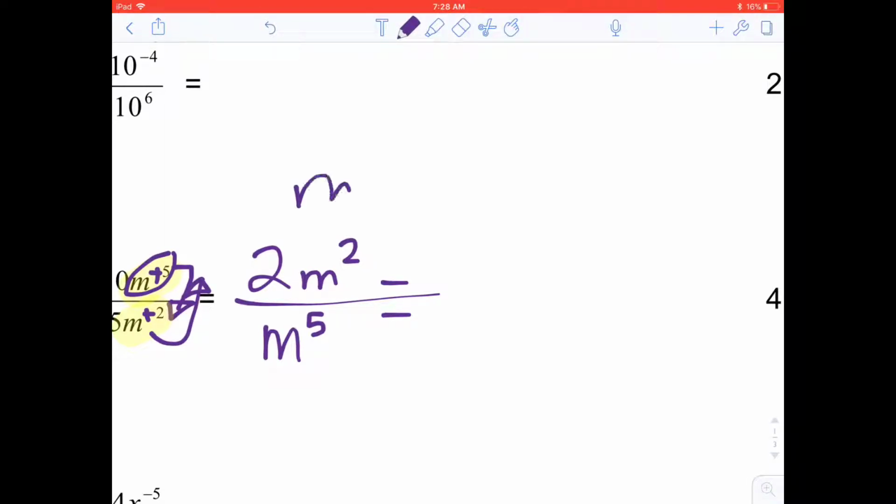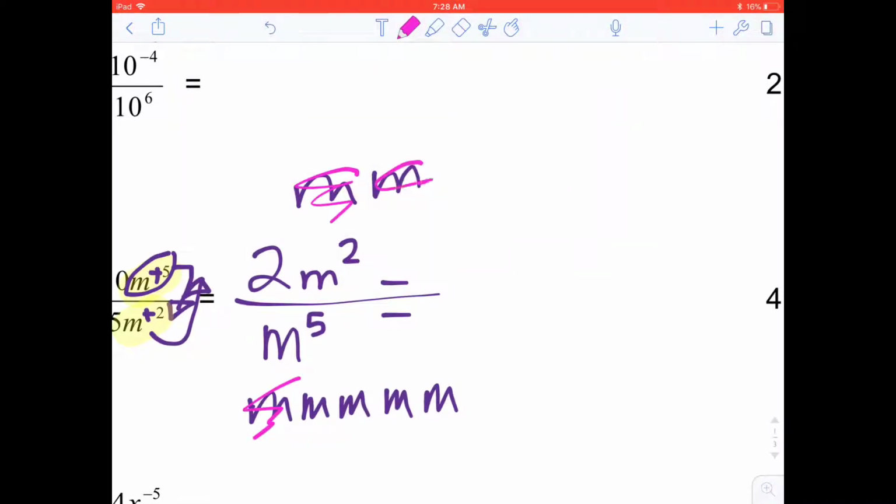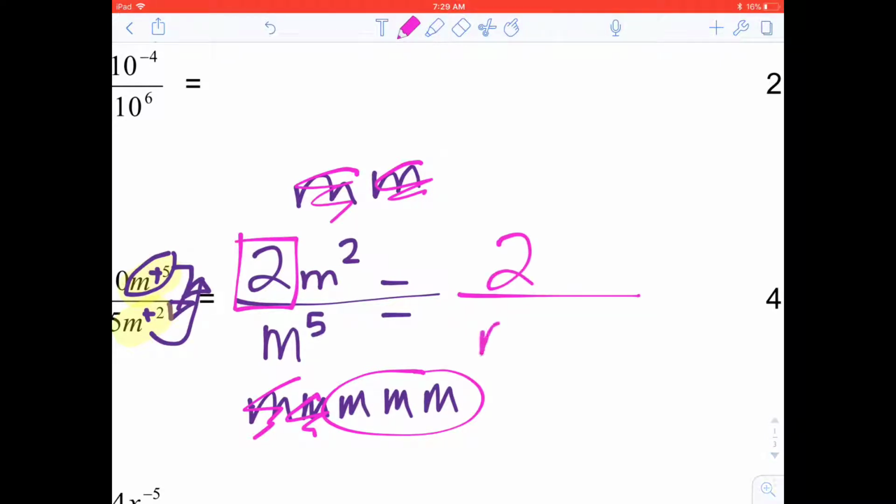If I have 2 m's up top and I have a total of 5 m's on bottom, we can start canceling out sets. Here's a set of m's I can cancel, and here's a set of m's I can cancel. And if you look now, I have 3 of them that are still on the bottom. So my 2 remains up top, and then I have 3 m's on the bottom. And this would be my answer.